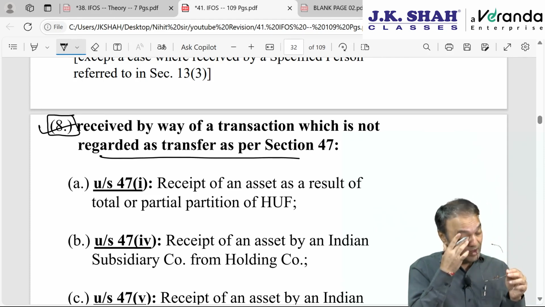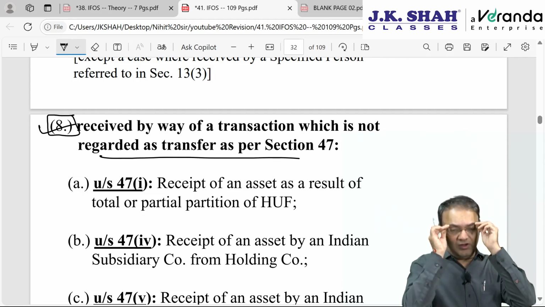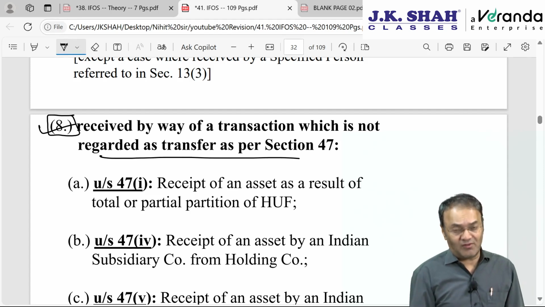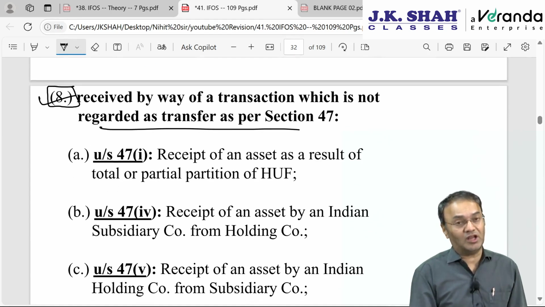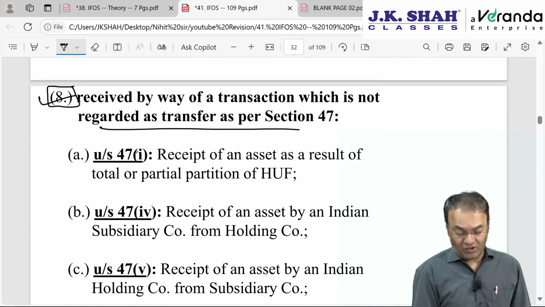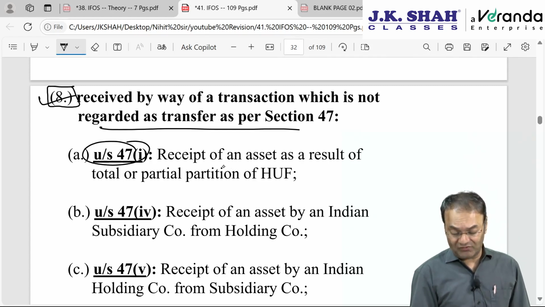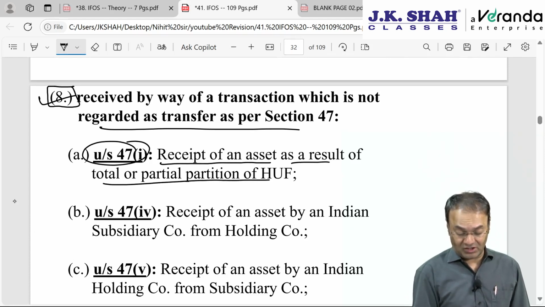So technically, how many situations are we done with? We are done with the first 7 markings I have already given you, plus in the 8th point there are around 16 points. Section 47 clause 1, asset transferred by HUF to a member, receipt of asset by a member as a result of total or partial partition.